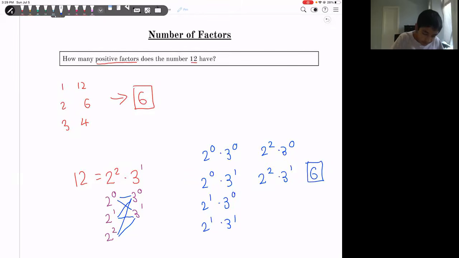And note that we didn't have to write all these factors out. I was just doing it for the purpose of explaining. Instead, we could just do this: we have 3 choices for the factor of 2, and 2 choices for the factor of 3. So it would just be 3 times 2, which is 6. Any questions on this trick?